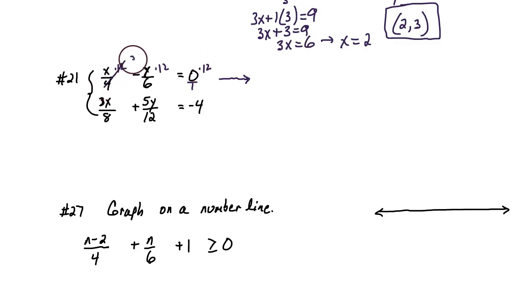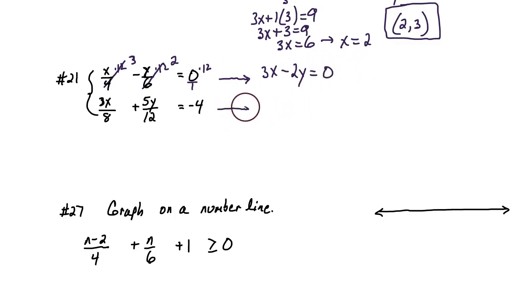4 goes into 12 3 times. 6 goes into 12 2 times. 1 goes into 12 12 times. So we have x times 3, that's 3x, then a minus. Y times 2, that's 2y, then an equals. And 0 times 12 is still a 0.